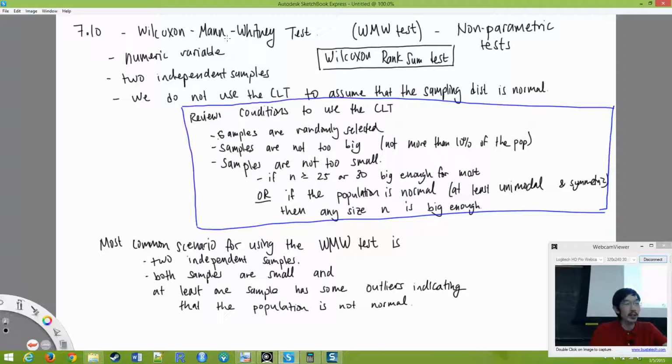The underlying math behind it ends up being the same. So even though the methods behind them are different, they're basically used for the same thing. They're used to see if the populations are different. Okay, let me say that.